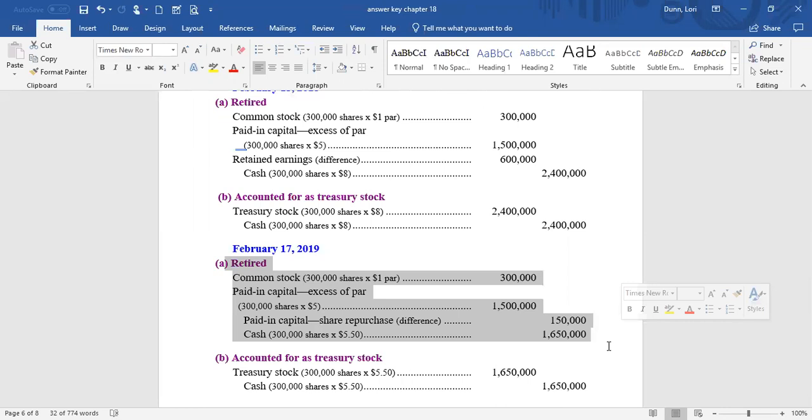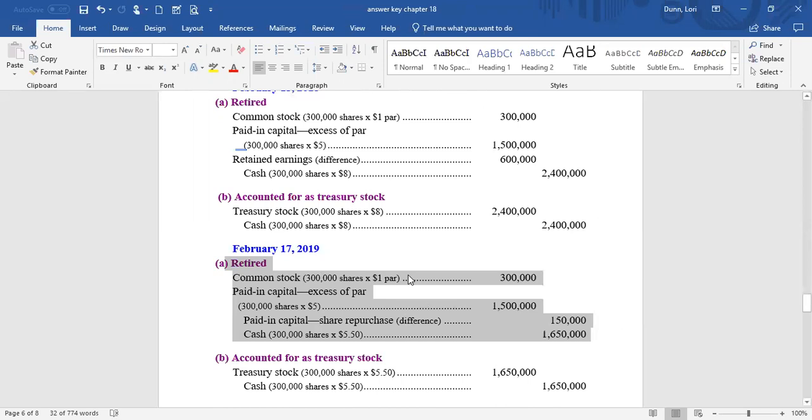So they paid $1,650,000 for stock they originally sold at 1.8. So they bought back, they paid $150,000 less than they should have. So they have a gain here. But we credit a paid-in capital account. So this would go in the same area as common stock, paid-in capital in excess of par. But it's a special paid-in capital because it's a gain from repurchasing shares.